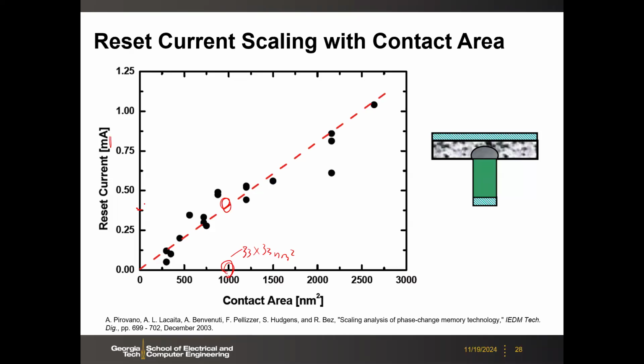This is just a simple structure like this mushroom structure with a typical GST 225 kind of ratio. But it shows that by scaling the contact area, you can go down to, for example, below 100 micron. If you can get the contact area below, let's say 400, that means 20 by 20 nanometer, then you can scale that.